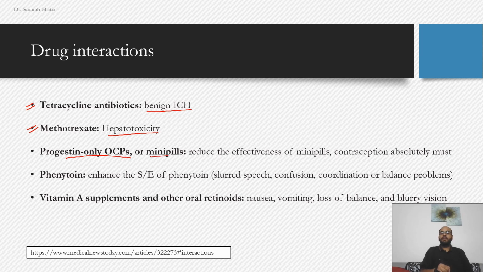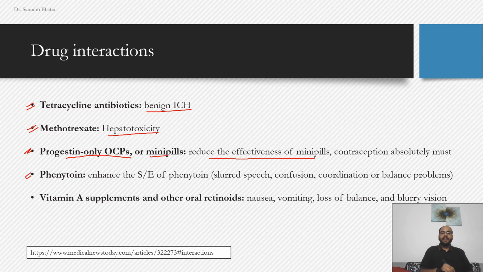Progesterone-only OCPs or mini pills. If the patient is taking mini pills, acitretin reduces their effectiveness. Now remember that acitretin is a category X drug. So if a patient of reproductive age group, especially female, is on category X drugs, they need to be careful about the level and extent of contraception. They need to use two different methods of contraception. And if they're relying only on progesterone OCPs, that could be wrong because acitretin decreases the effectiveness of mini pills.